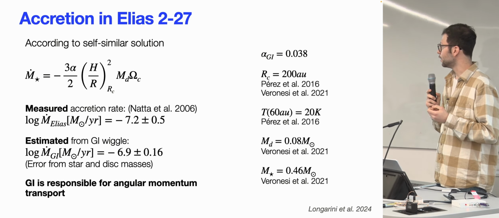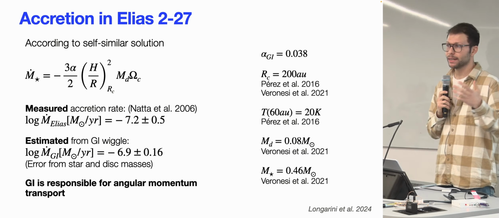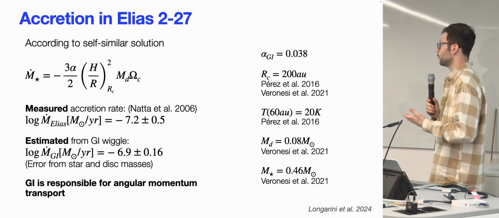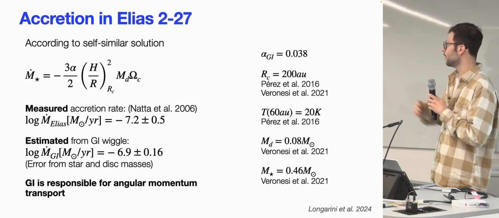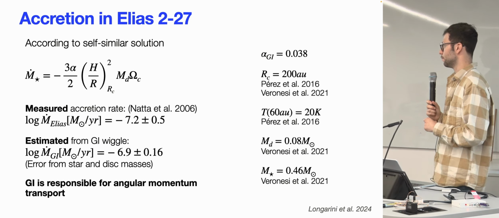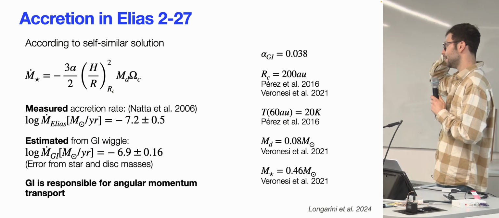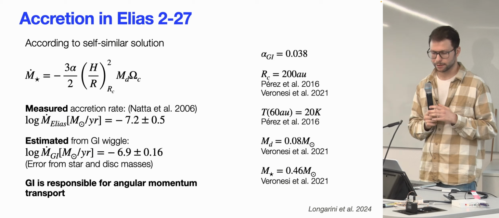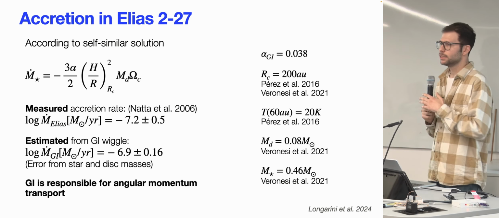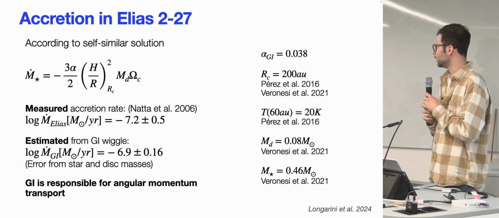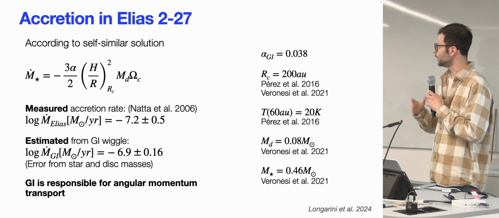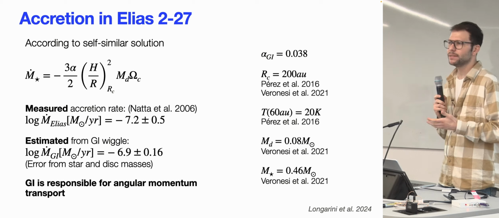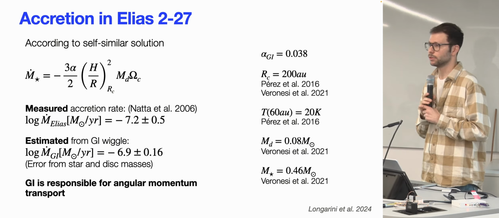Since we know alpha, the temperature of the disk and the disk mass, we could compare the expected value from our kinematic study with the actual one we measure. Our estimated value is 10 to the minus 6.9 solar masses per year. That is within the error bar of the measured value, and the agreement is, I must admit, pretty good.